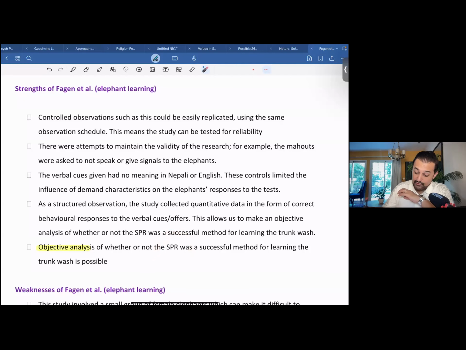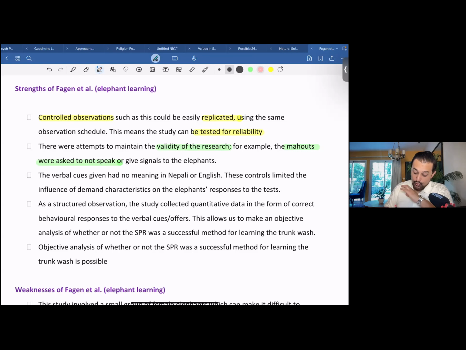So, my dear, there are 5 different advantages that we discussed here. The first one was about the usage of controlled observation leading to replication, leading to higher chances of reliability. The second point was about how the mahouts were given instructions not to speak, which would consequently increase the validity of the research.